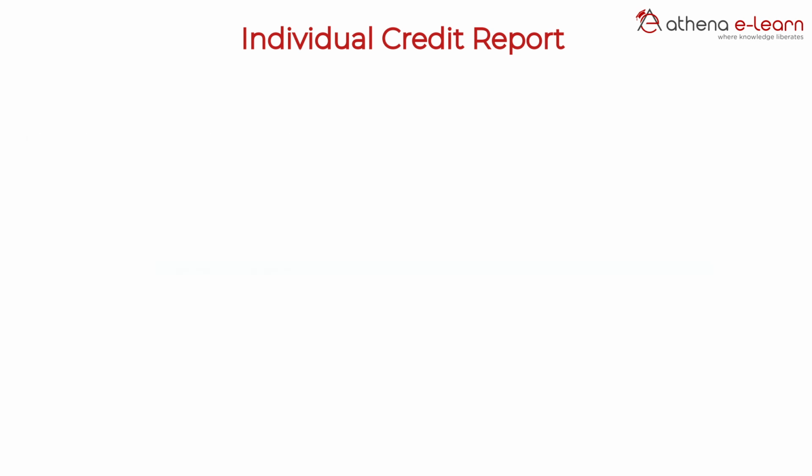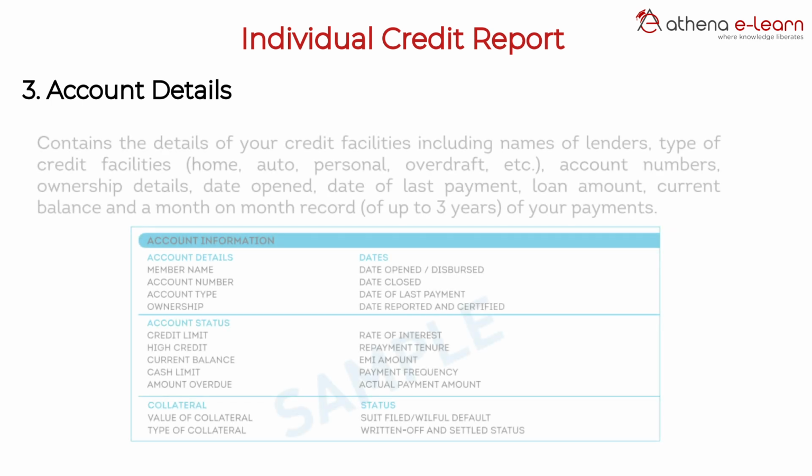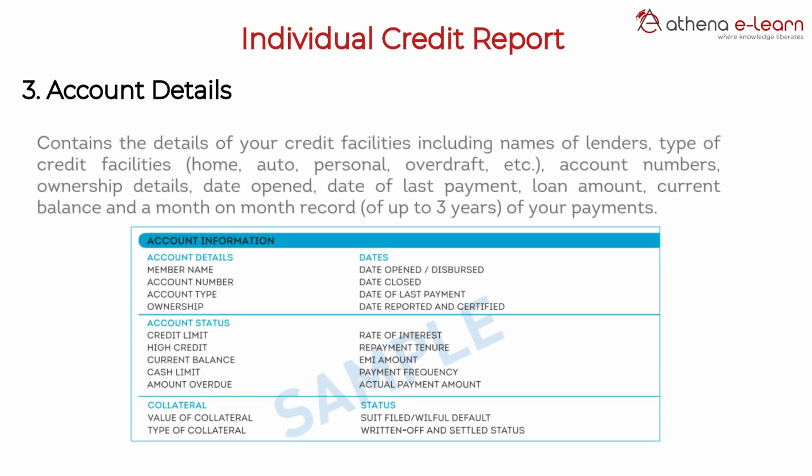The second segment of the consumer report is perhaps the most important segment from a lender's perspective and equally from a borrower's perspective. It is the account information segment. Now this section contains all details of all your credit facilities, including the name of the lenders, the type of loan you've taken. Is it a home loan, an auto loan, a personal loan? Is it a credit card? Is it an education loan, etc.?